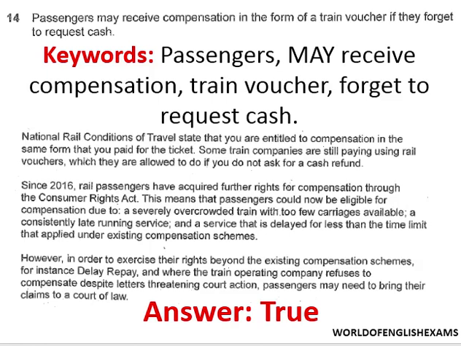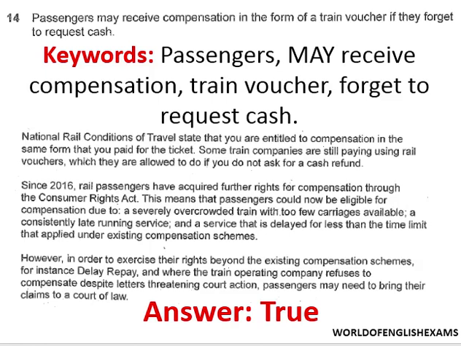That means in whatever format you have made the payment, in the same format you can get the refund. For example, if you have paid via credit card, then you can get the refund in the same form. Or if you have used your debit card, then you can get the same thing. If you have paid in cash, you have the opportunity to get it in the same method. Some train companies are still paying using rail vouchers, which they are allowed to do if you do not ask for a cash refund. So if you forget, if you do not ask for a cash refund, they pay in the form of a voucher. So it is exactly corresponding to what is given in the statement, and hence the answer is true.